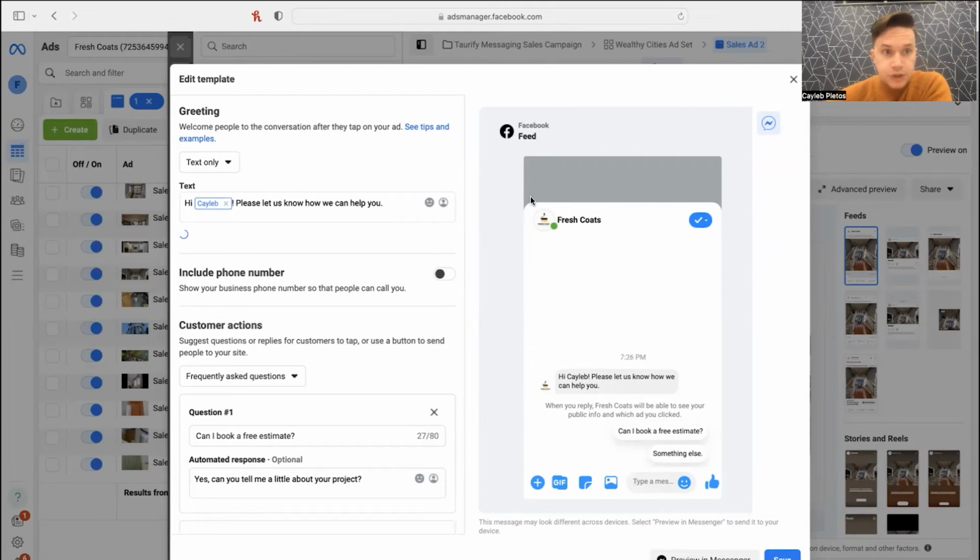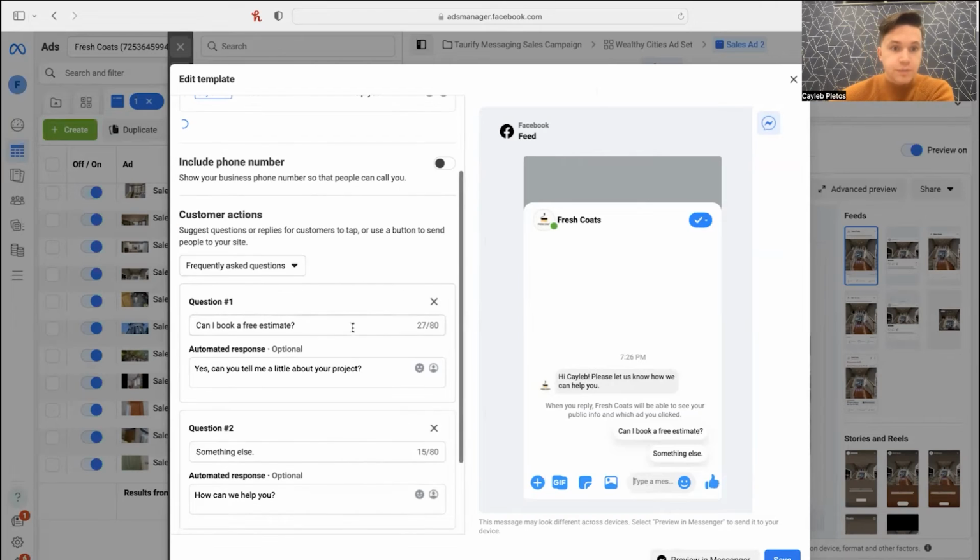Once they open up Messenger and click that button that says send message, it'll take them here. Hi, Caleb, that's me. That would be your client. Please let us know how we can help you. Can I book a free estimate or something else? We don't want to give them too many options because we only really want them to do a couple things. So we give them the option to click that and start that conversation.